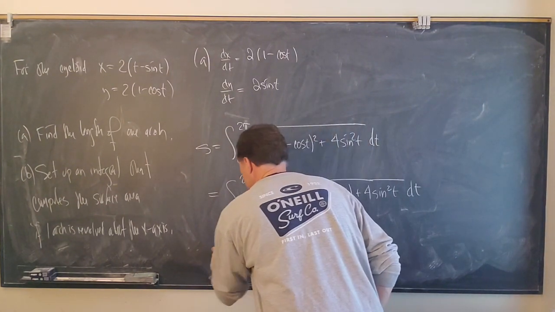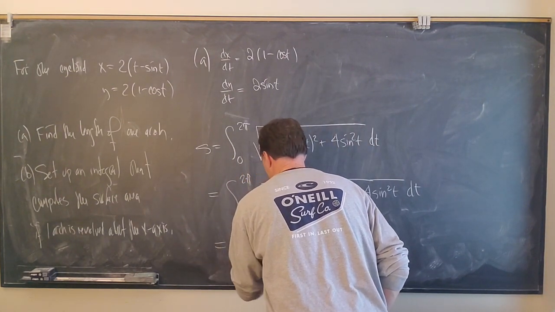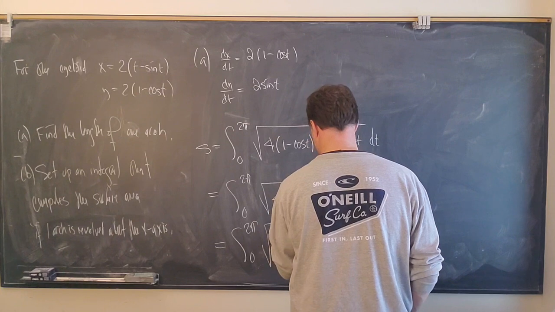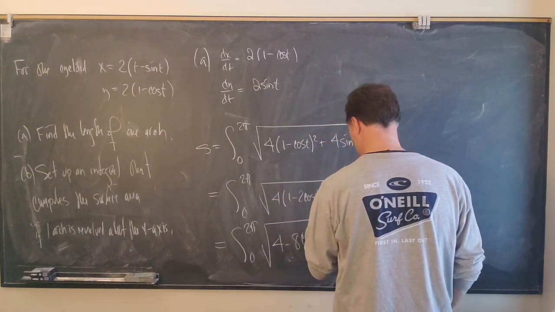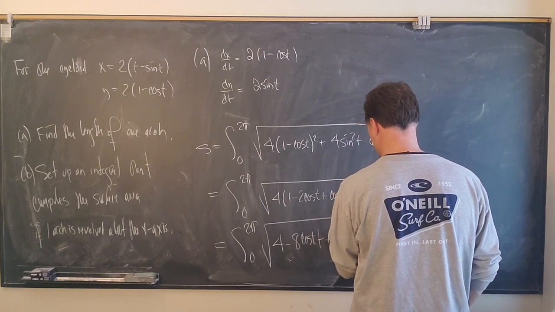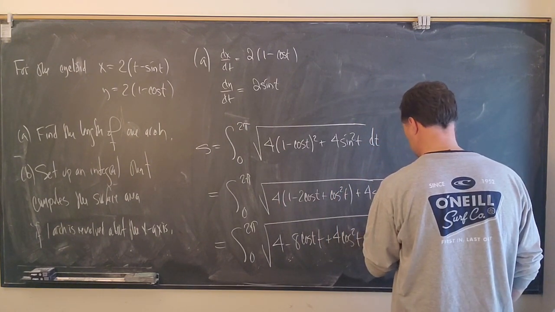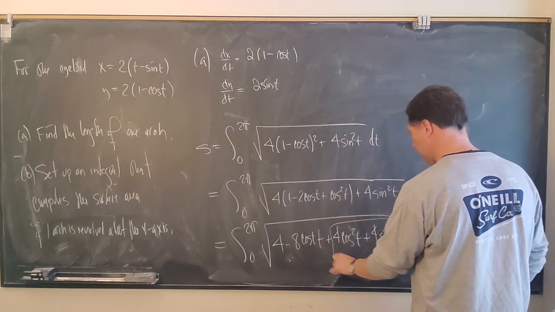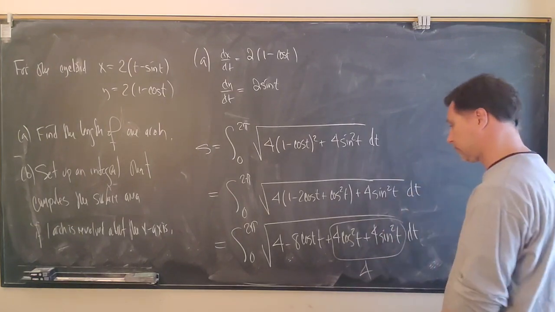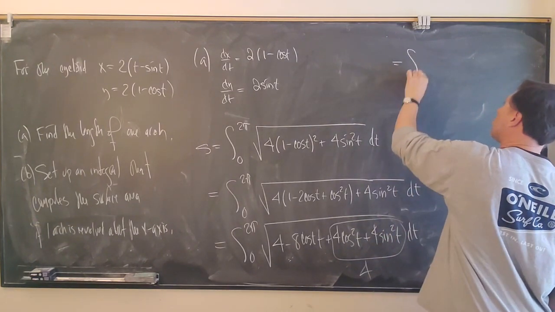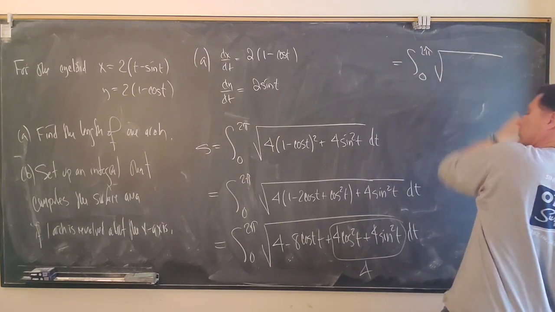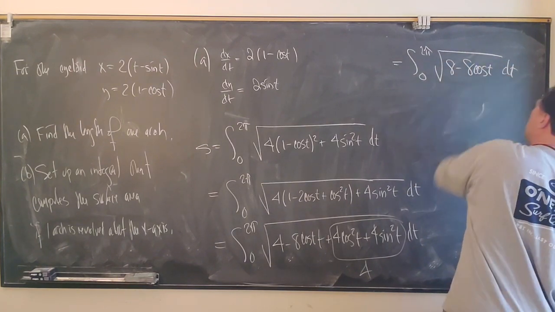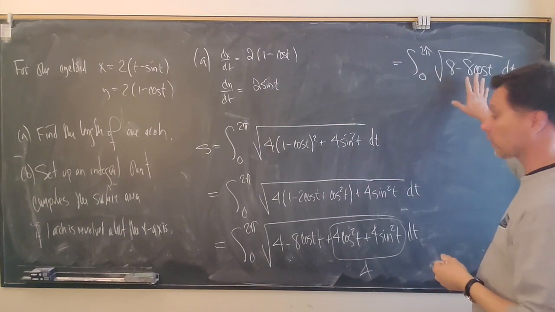Let's multiply it out another step and see what happens. This is going to be 4 minus 8 cosine t plus 4 cosine squared t plus 4 sine squared t dt. Now notice right here, applying a trig identity, this is equal to 4. And so what we get is the integral from 0 to 2 pi of the square root of 8 minus 8 cosine t dt, which may look ugly, but it turns out that we're going to be able to write this as a perfect square.